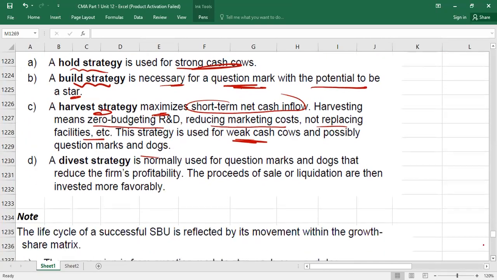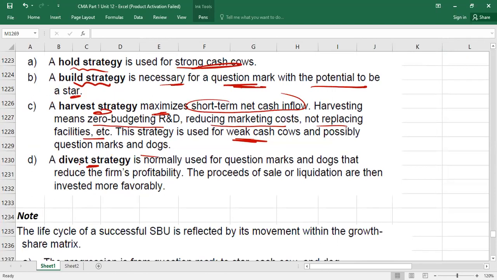Harvest. Then we have divest. Divest means withdraw your money and invest somewhere else. Obviously, what is this strategy best for? This strategy can be used for question marks if you cannot grow them, or you can use it for dogs also, where you do not have potential to grow and do not have a customer base either. So follow the divestment strategy: withdraw your money, sell these businesses like these question marks and dogs, and invest in some other favorable businesses. Understood, guys? I hope that is clear.